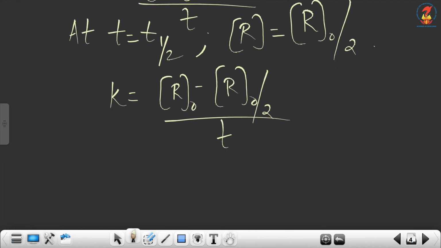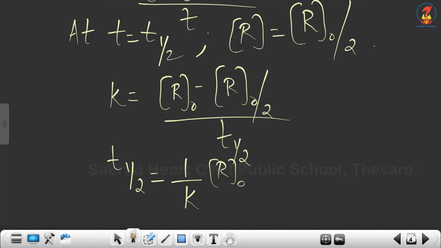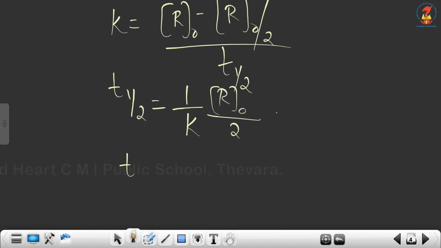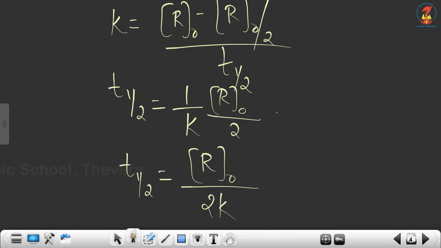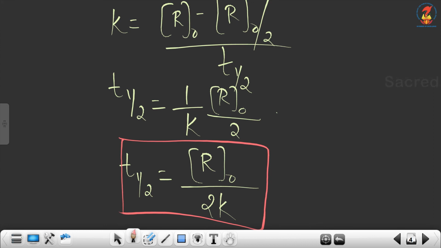Now here in the numerator we have 2R0 minus R0, that is again R0 by 2. So we have T half, and here instead of T you have to write T half. So we have T half is equal to 1 by K into R0 by 2, or you can say T half is equal to R0 divided by 2K. This is the expression to find the half-life of a zero-order reaction. T half is equal to R0 divided by 2K.